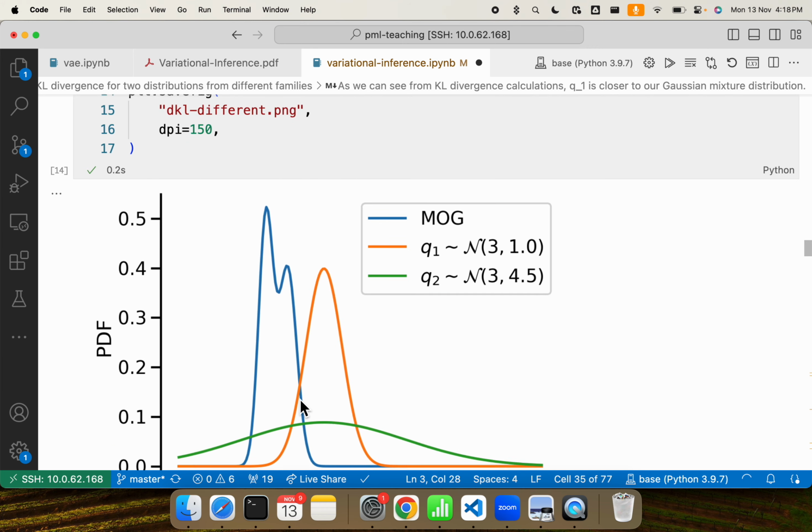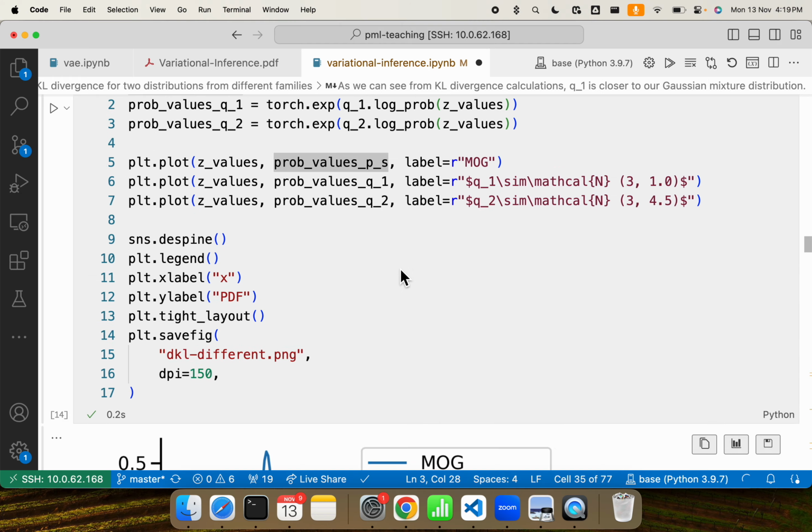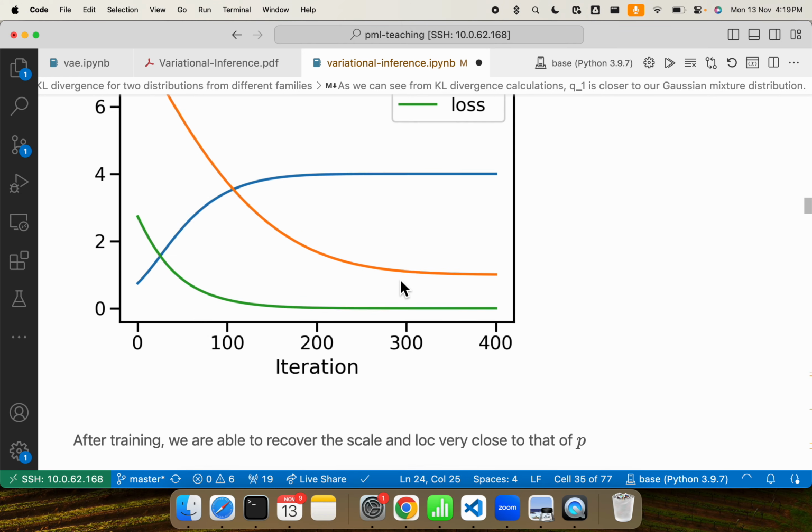But let's get back to the earlier problem. We want to optimize the parameters of Q, which is mu and sigma, such that the KL divergence between Q and the target distribution P is minimized. Right? I showed that previously how we could do that, but there we had the analytical expression available.